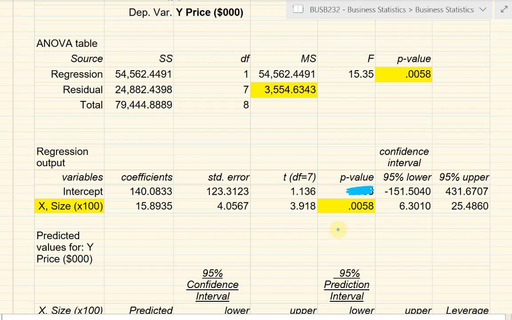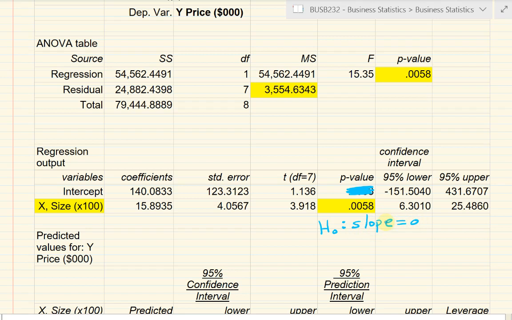Okay. So, what's this p-value testing? Here, this 0.0058 test is this. The null hypothesis says slope is 0.